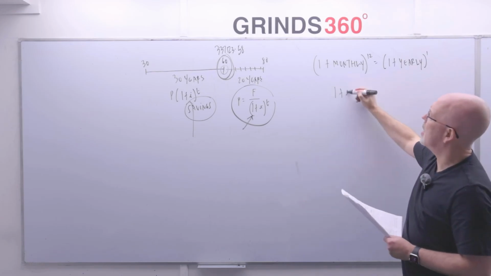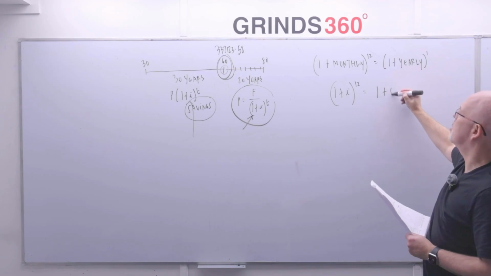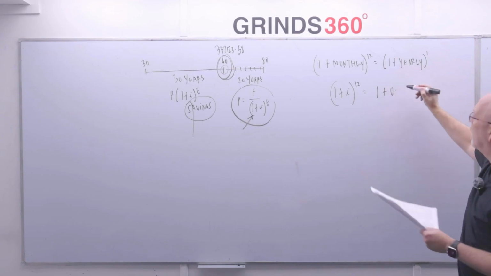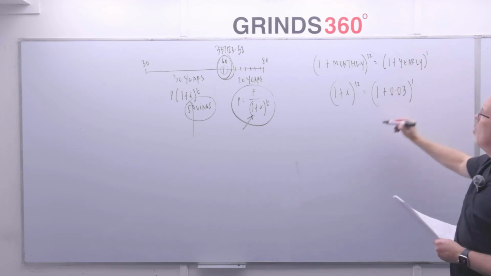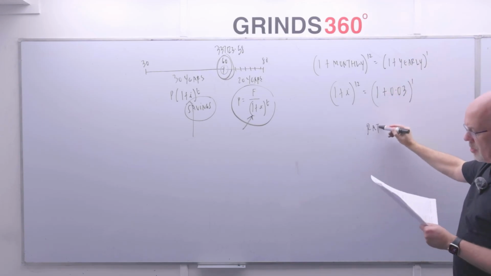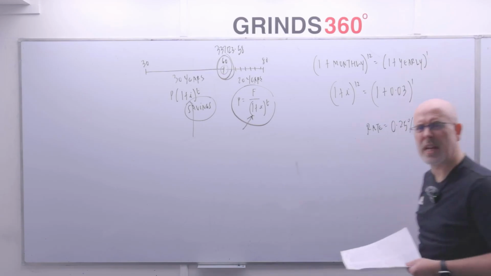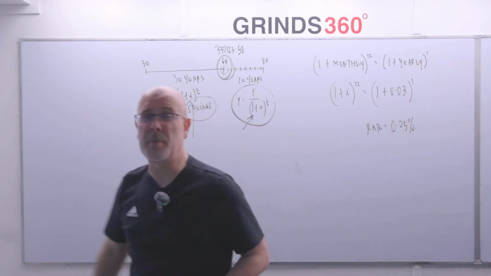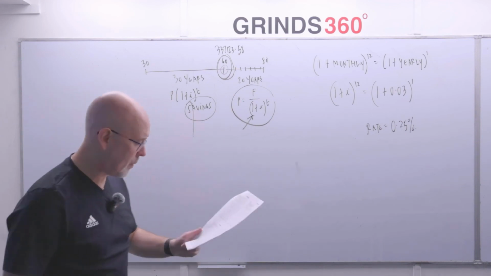So that'll just be 1 plus i to the power 12 equals 1 plus 0.03. Remember the 3% there is a decimal, to the power of 1. If you work that out, I think the rate ends up being 0.25%. You can finish that calculation. The solution is given to you anyway. We've done a few of those tonight. It's always going to be in there. So getting 3% per year is the same as 0.25% per month.